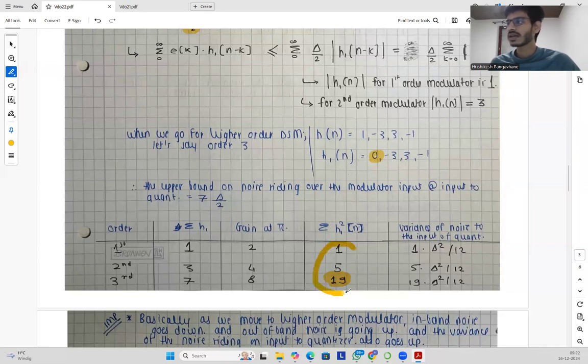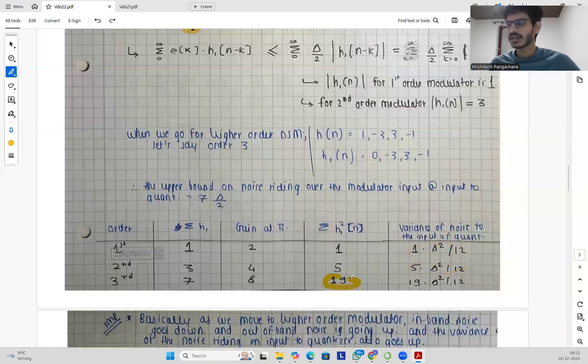This is something we should focus on when we are moving to higher orders, because this is increasing drastically. When we multiply this factor by delta square by 12, we get the variance of noise at the input of the quantizer. So in first order we have delta square by 12, but in second order we have 5 times delta square by 12.